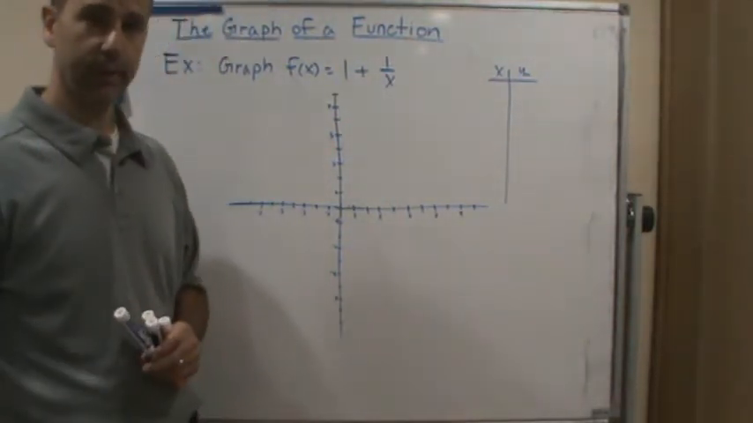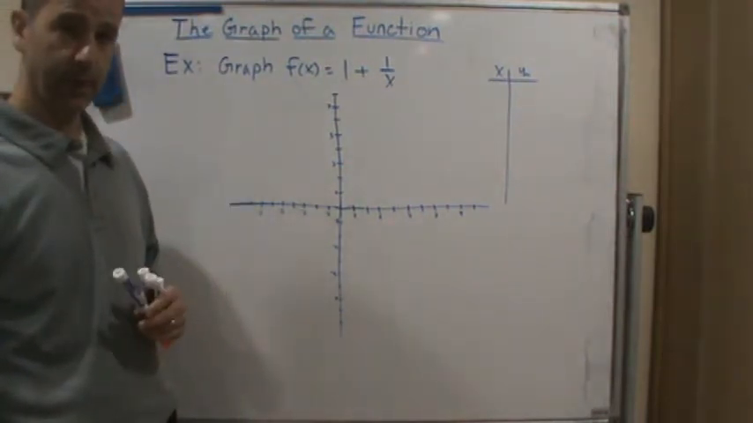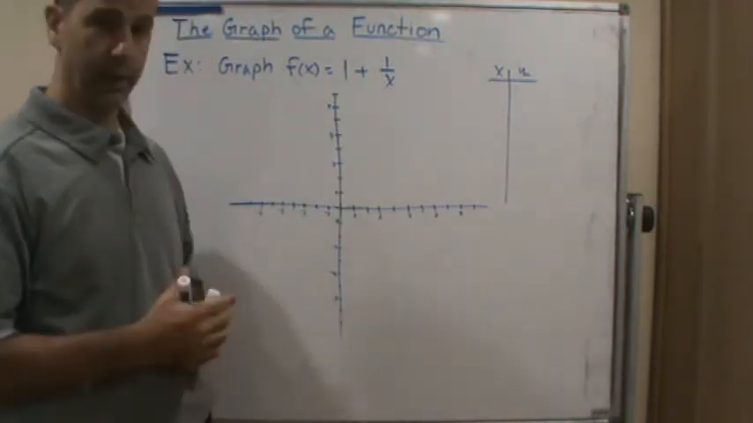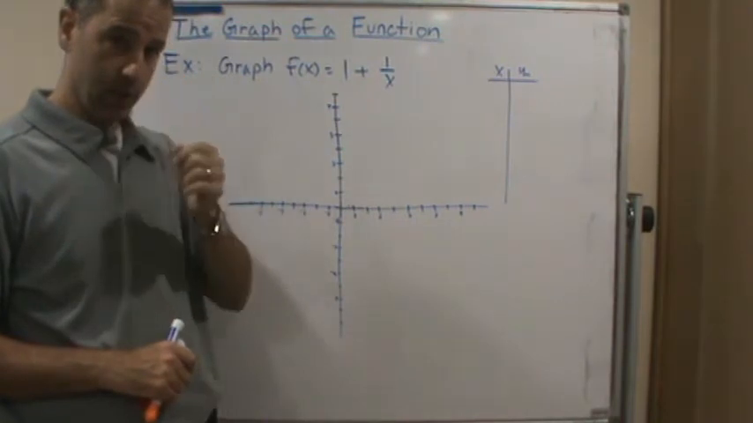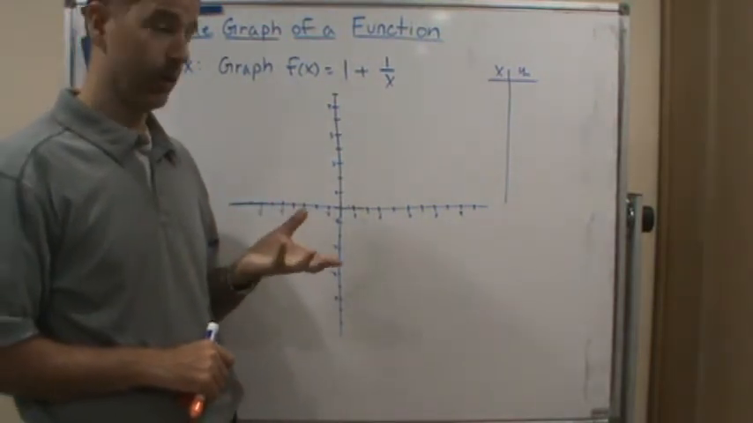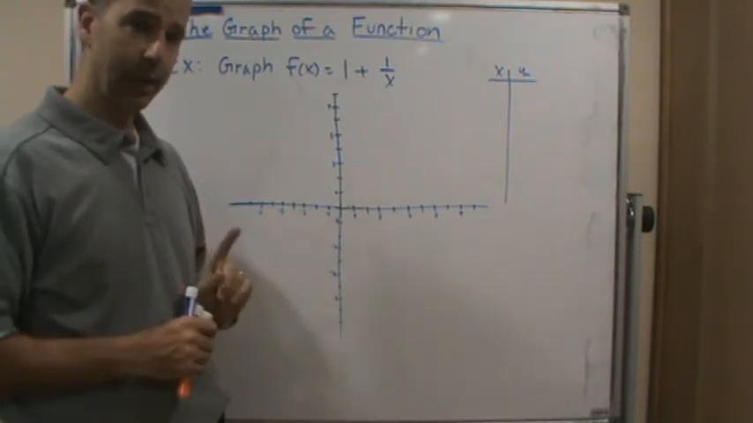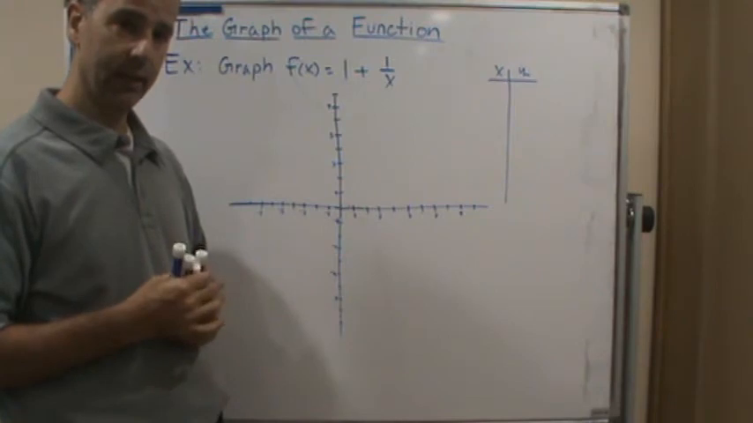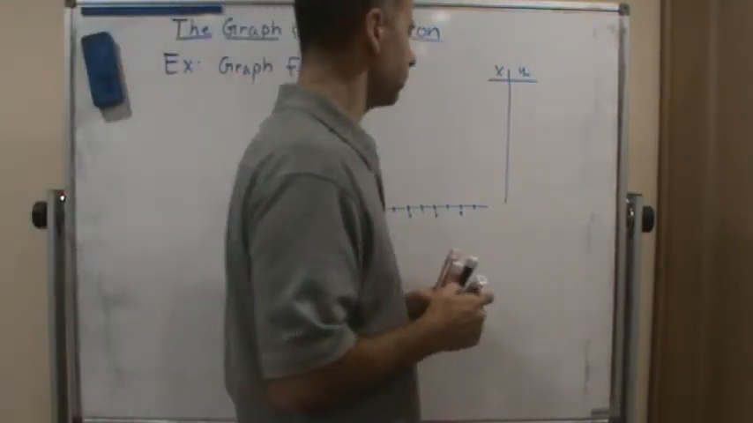Okay, so welcome, and in this problem we're going to graph this function and see what happens. This function is 1 plus 1 over x. Notice we have x in the denominator. Remember, we cannot have 0 in the denominator, so 0 is a restricted value. Let's see what happens to the graph and see why x can't equal 0.